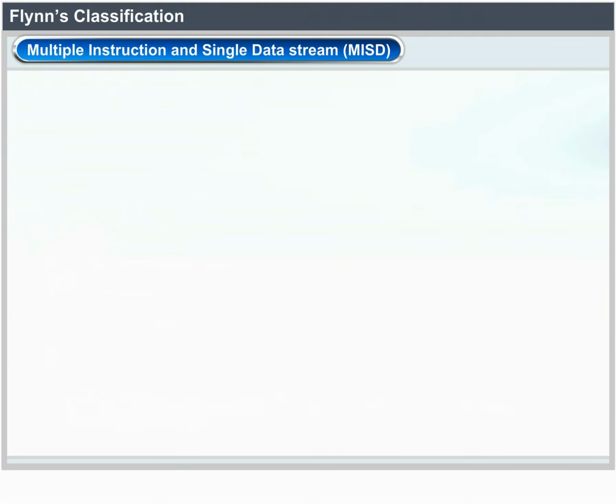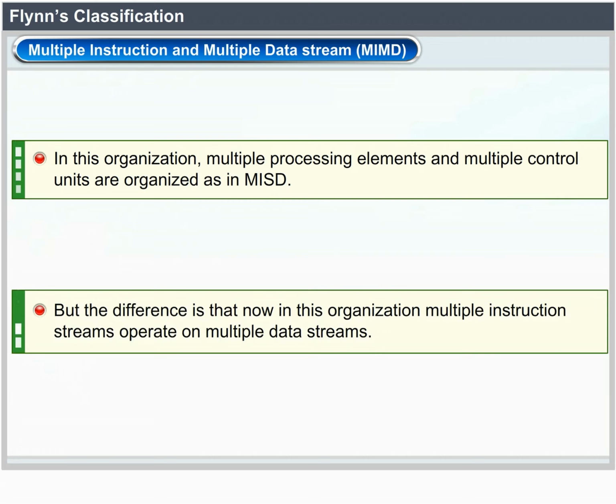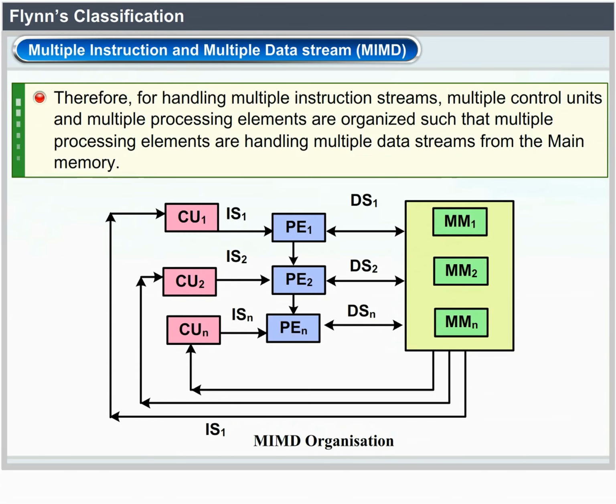Multiple instruction and multiple data stream, MIMD. In this organization, multiple processing elements and multiple control units are organized as in MISD. But the difference is that now in this organization, multiple instruction streams operate on multiple data streams. Therefore, for handling multiple instruction streams, multiple control units and multiple processing elements are organized such that multiple processing elements are handling multiple data streams from the main memory as shown here.